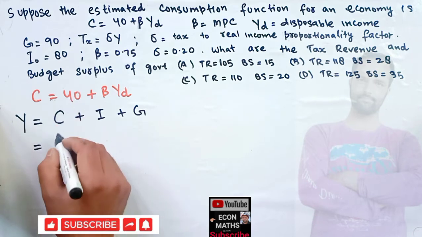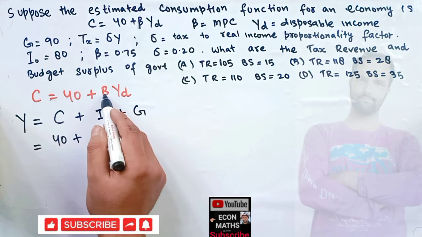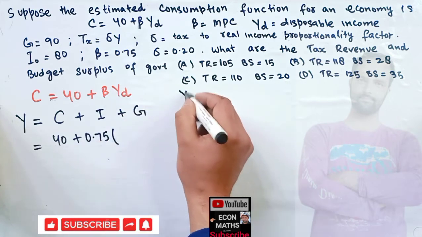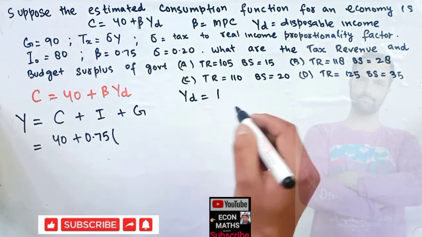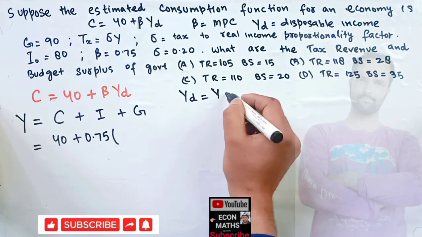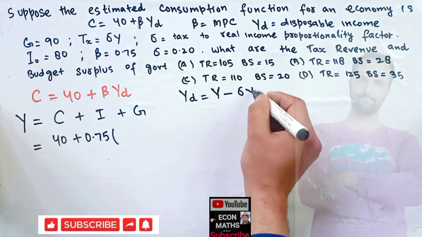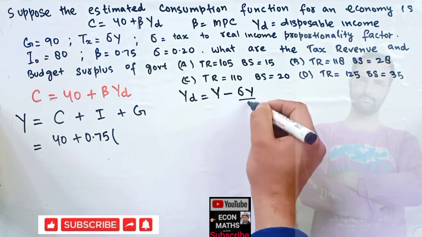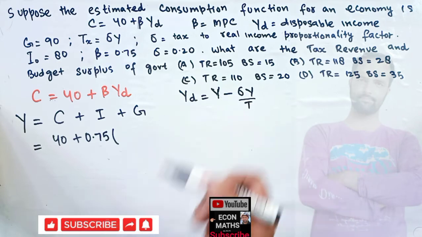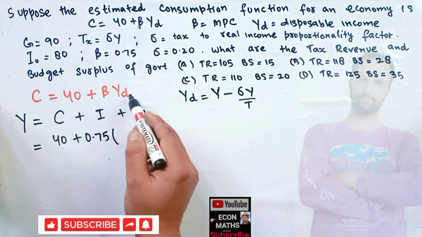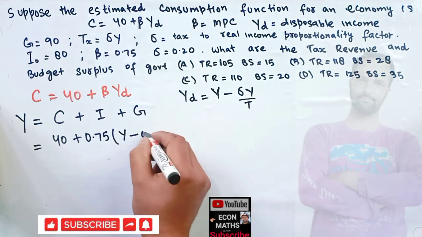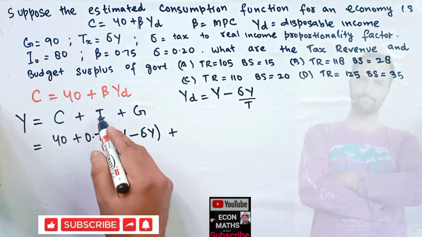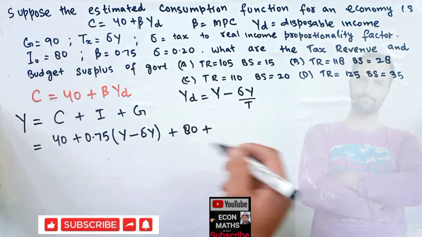Our consumption function is 40 plus β, which is given here as 0.75, times Y_D. Now disposable income Y_D means our total income Y minus δY. Disposable income is that amount of income which is left after we pay the tax, which is T here. When we subtract tax from the total income, we get the disposable income. So in place of Y_D, I can write Y minus δY, where δ denotes the marginal tax rate, plus autonomous investment of 80 and government expenditure of 90.